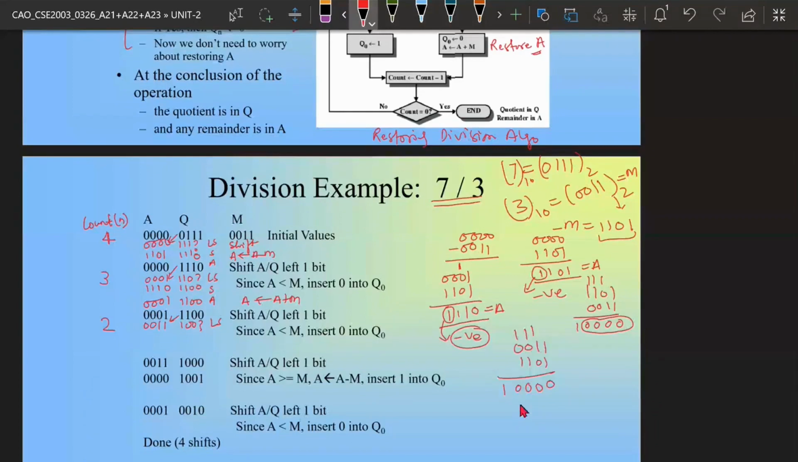Once the A value is 0 0 0 0, we can just see whether its sign bit is negative or not. As it is 0 0 0 0, its sign bit is not negative. It is a positive number, because the sign bit is 0. So once it is a positive number, it will not go this way, it goes to the no side. Once it is going to the no side, the Q naught value should be set to 1. So now it should be setting the value of Q naught as 1, so Q is 1 0 0 1.